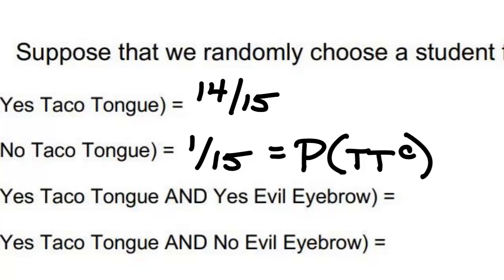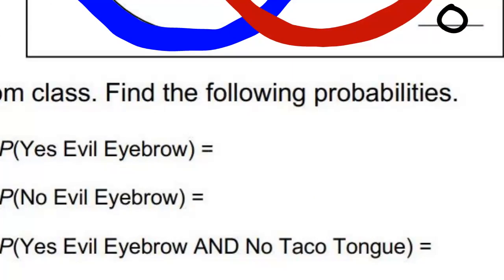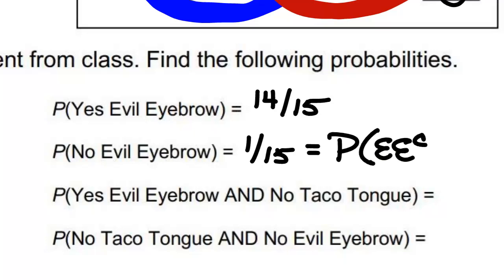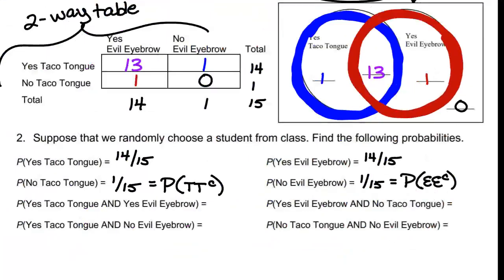Yes to evil eyebrow. What is our probability there? 14 out of 15 again. No to evil eyebrow. 1 out of 15. We could also represent that with probability evil eyebrow complement. As long as your abbreviations make sense, it is perfectly appropriate to abbreviate when you're doing probability notation.